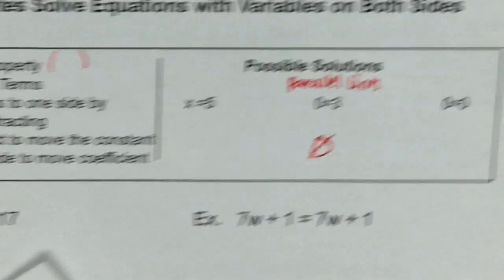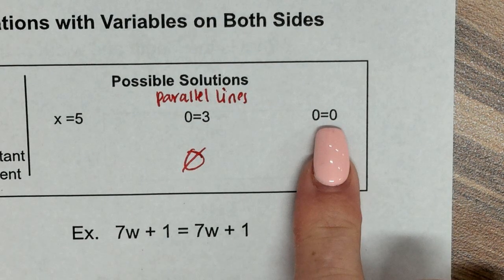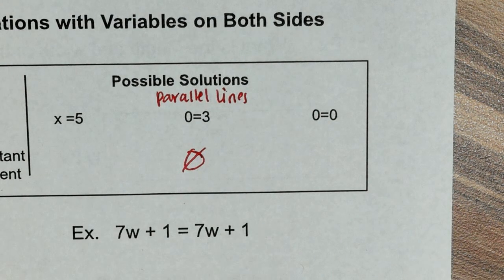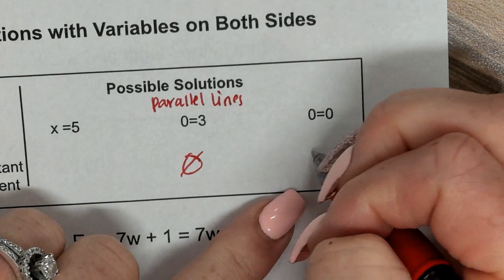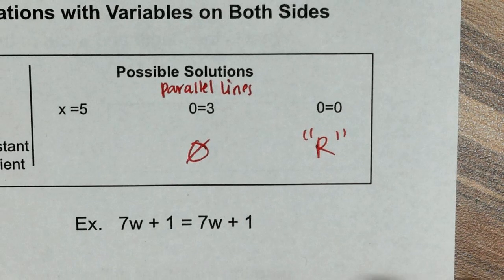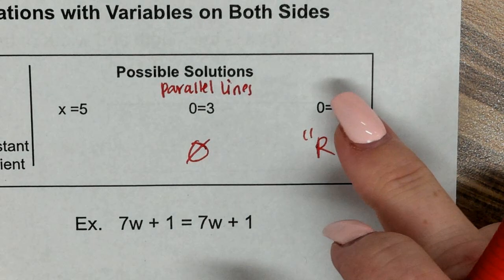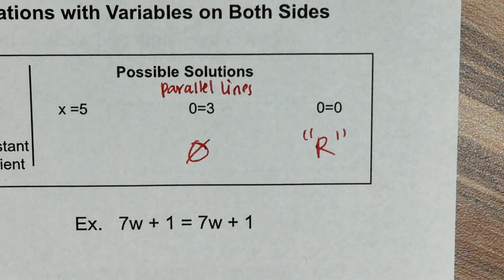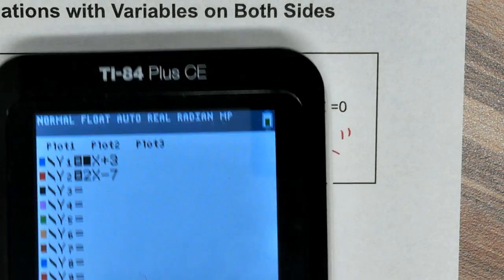No solution. If you get an answer like this, 5 equals 5 or 0 equals 0, and they are equal, what is your answer? All real numbers are infinite solutions. This is where the slope and the y-intercepts are the same. Both are the same. The slope's the same, the y-intercept's the same. They are the exact same line.